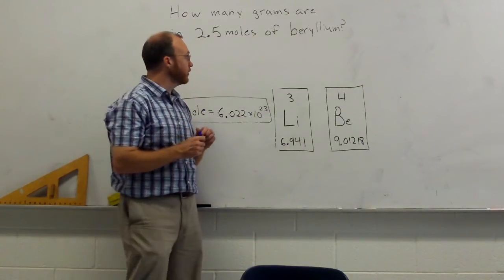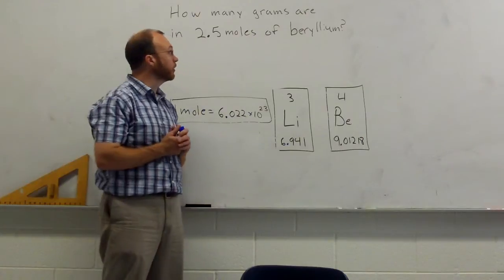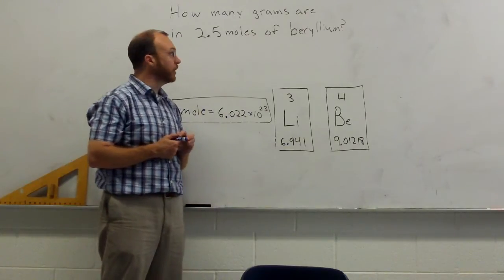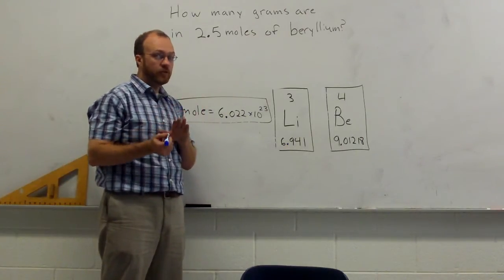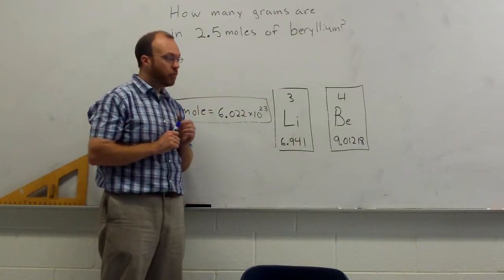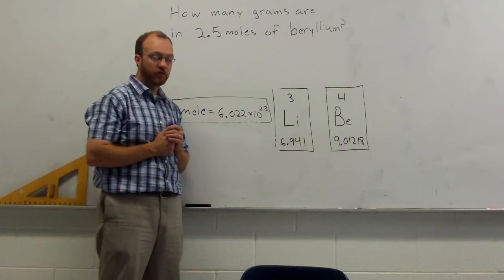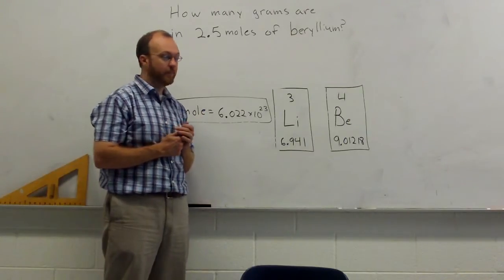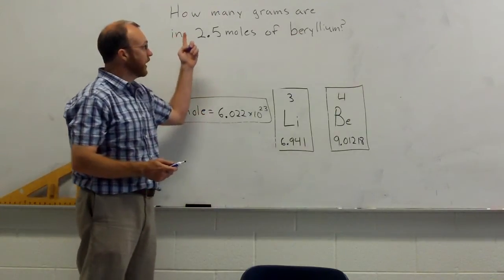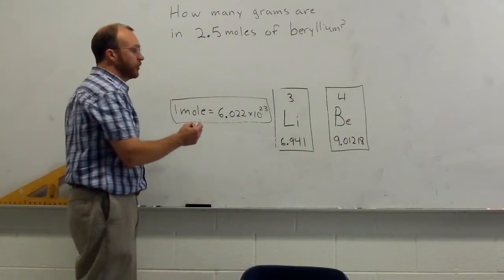Now, we saw in a previous video that we could use the molar mass to take the number of grams and switch it into moles. We can also do the exact opposite and take the number of moles and switch it into grams. So let's look at an example of that. So the question here is, how many grams are in 2.5 moles of beryllium?